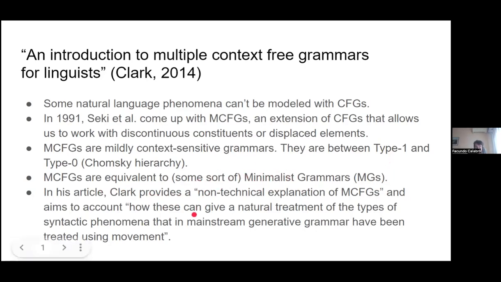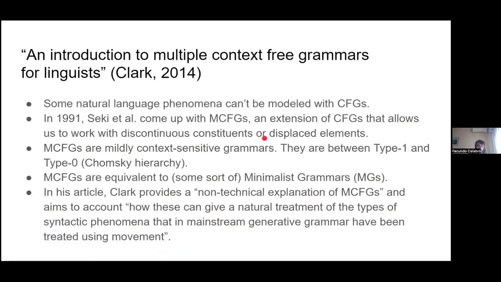And well, in his article, Clark provides a non-technical explanation of MCFGs and explains how these can give a natural treatment of the types of syntactic phenomena that in mainstream generative grammar have been treated using movement. Okay, so this won't be a very formal presentation, maybe, but I hope it will be helpful anyway.